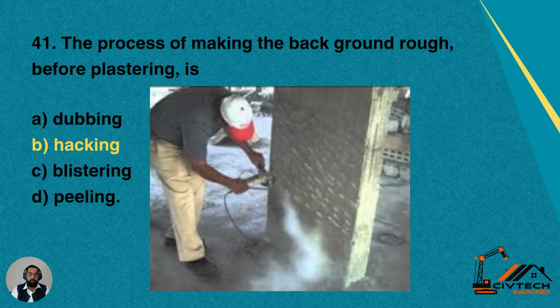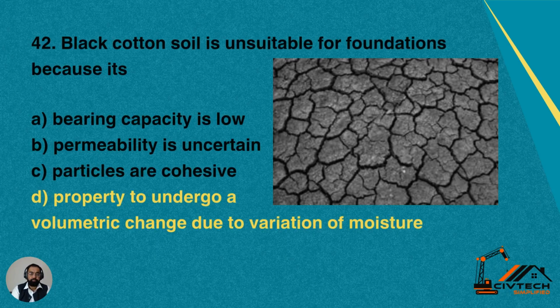So what is that? Number A, dubbing. Number B, hacking. Number C, blistering. Number D, peeling. So the process of making the background rough before plastering is called hacking. So this is called hacking. It can be done with various methods. So you can see in the picture one of them.